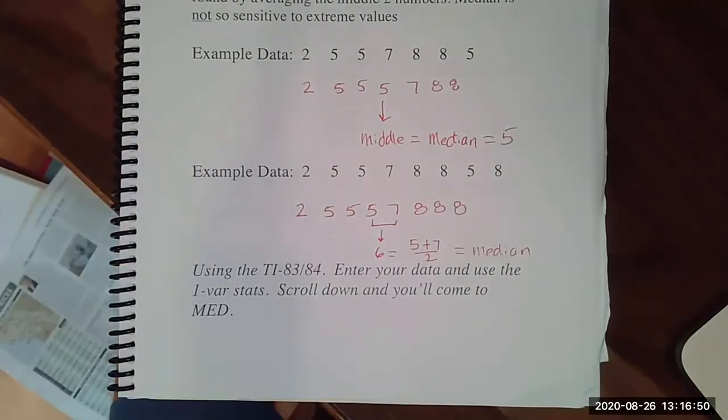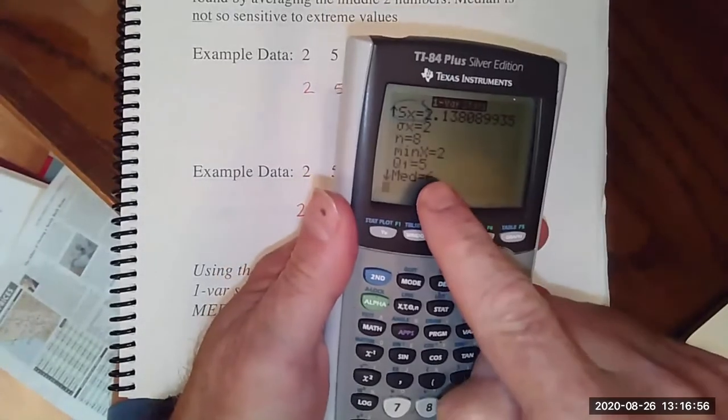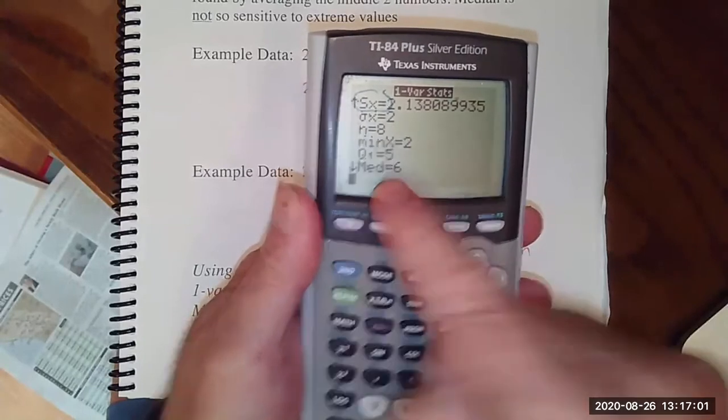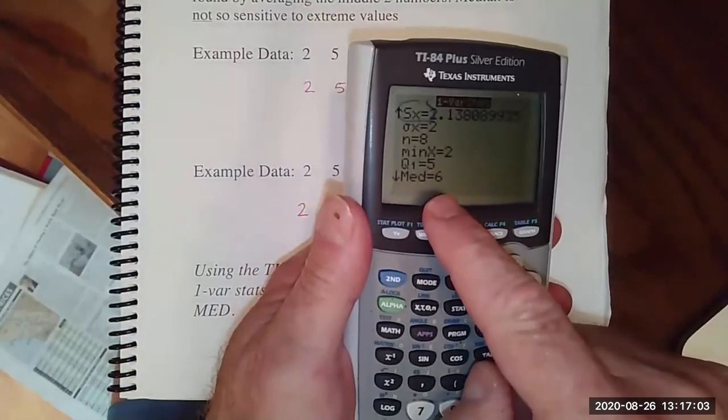You've got to arrange it in order. You don't have to arrange it in order if you don't want to for the mean. In our calculator, the median, which is the middle number, turned out to be right there at number 6, the last problem. Not this one, but the last problem I put in there.